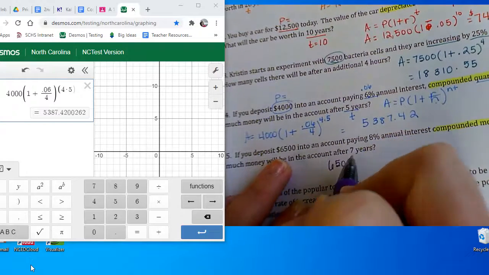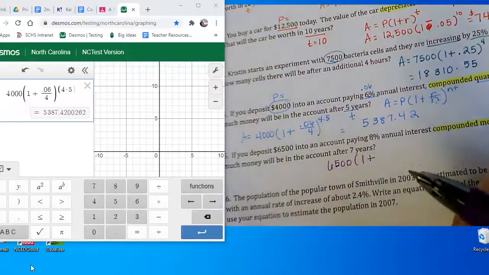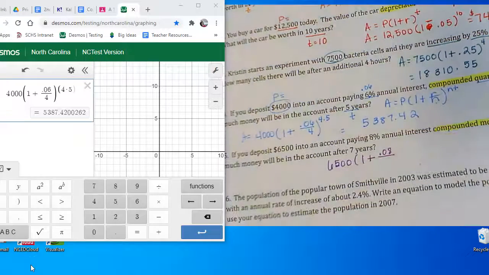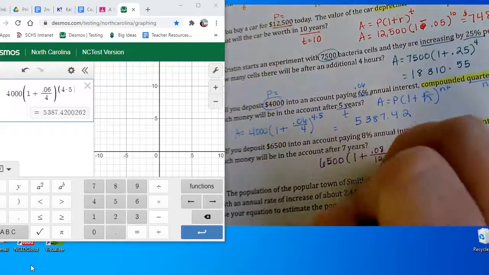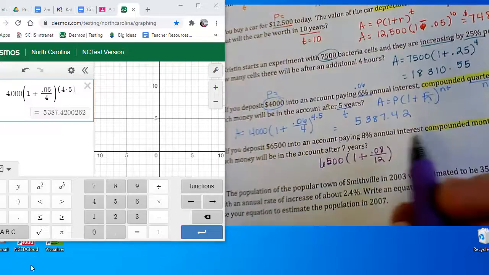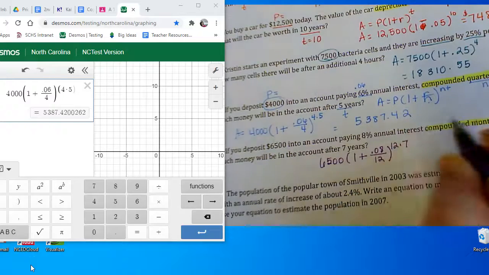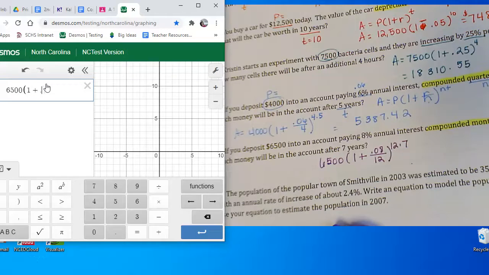6,500 is the initial amount. That's the amount you start with. 1 plus rate is 8%, so I know that's 0.08 when I move that decimal over. Compounded monthly, so that means I'm going to divide by 12. And then I'm going to raise it to the NT, so that would be 12 times 7. So if I'm putting that one in, I would have 6,500 times 1 plus 0.08 divided by 12.